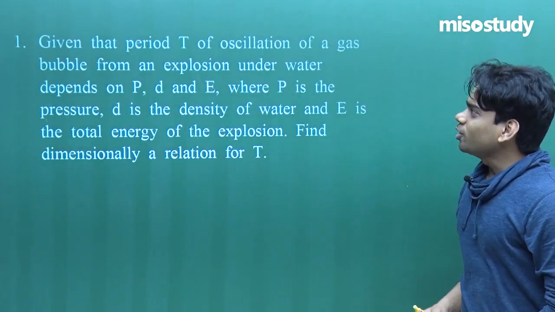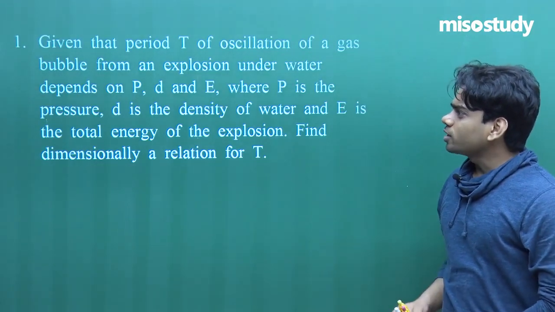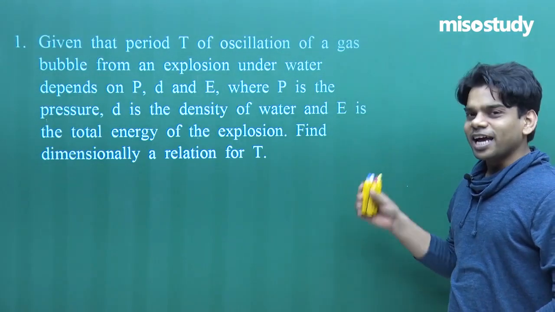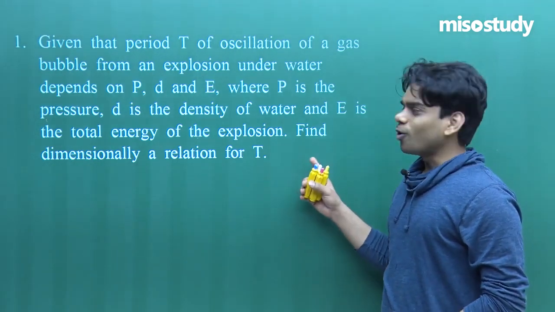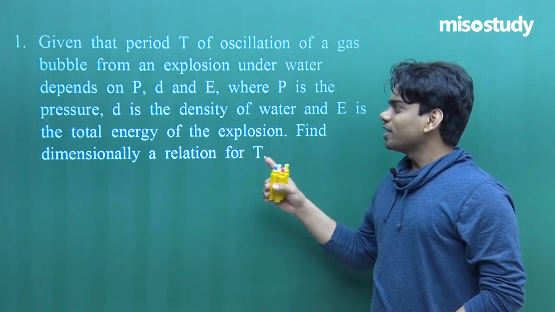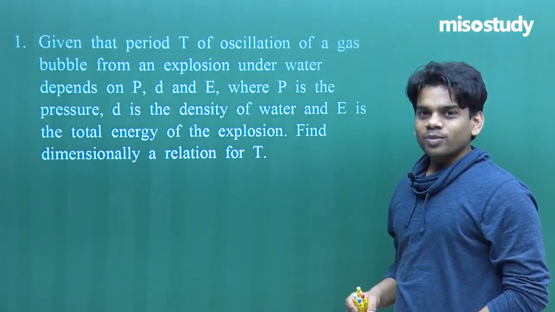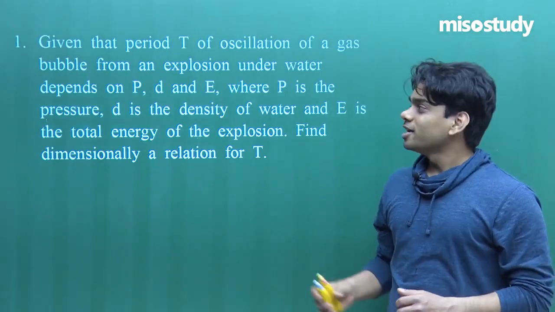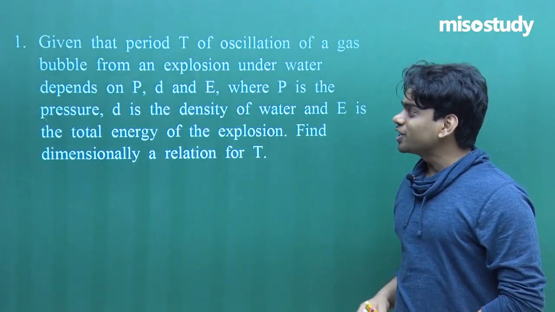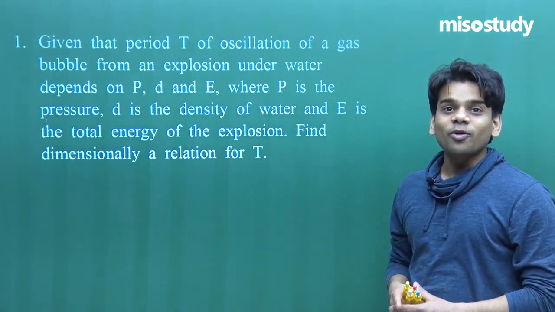Given that the period T of oscillation of a gas bubble from an explosion under water depends on P, D and E, where P is the pressure, D is the density of water and E is the total energy of the explosion. Find dimensionally a relation for T. So here we are given that the time period depends on pressure, density and energy. So how can we do this question?